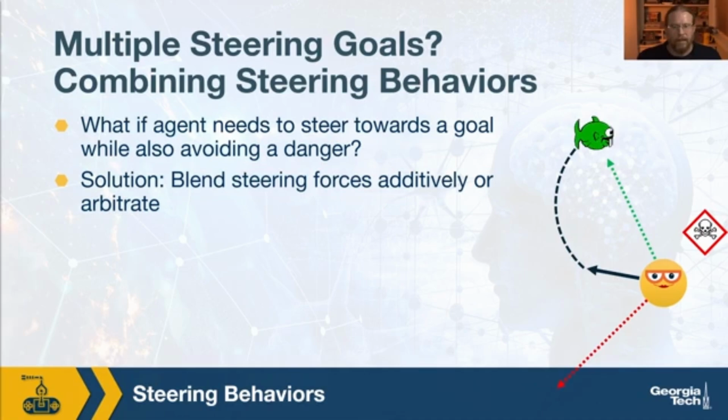So consider a scenario where our agent needs to avoid a danger, but is also seeking a goal. So we might have two different steering forces that aren't in agreement with one another. So how could we deal with that? So one solution is that we could blend the steering forces additively, or we could arbitrate. So we'll start first considering adding them together.